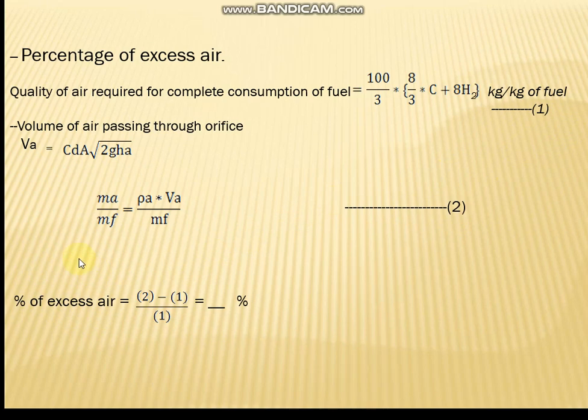So we can find the percentage of excess air: (2 minus 1) divided by 1. From that formula we can calculate the percentage of excess air required.